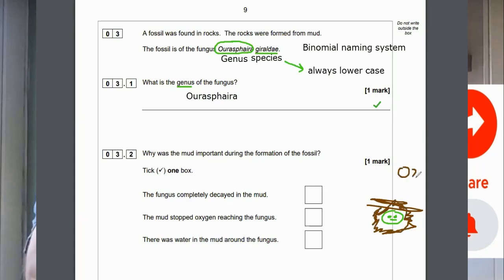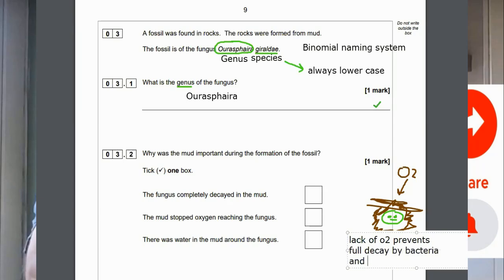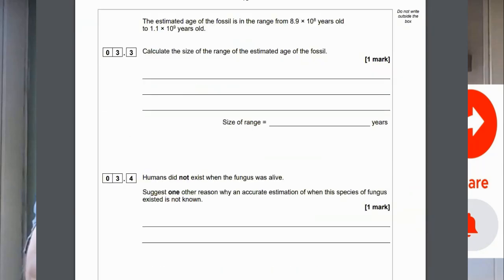The next question, why was mud important for the formation of a fossil? Well, the mud surrounding the fossil prevents oxygen getting to the organism that's supposed to be decaying. This means the bacteria can't do aerobic respiration and they can't fully decay that organism. So that actually prevents it fully decaying and helps form the fossil. There we go.